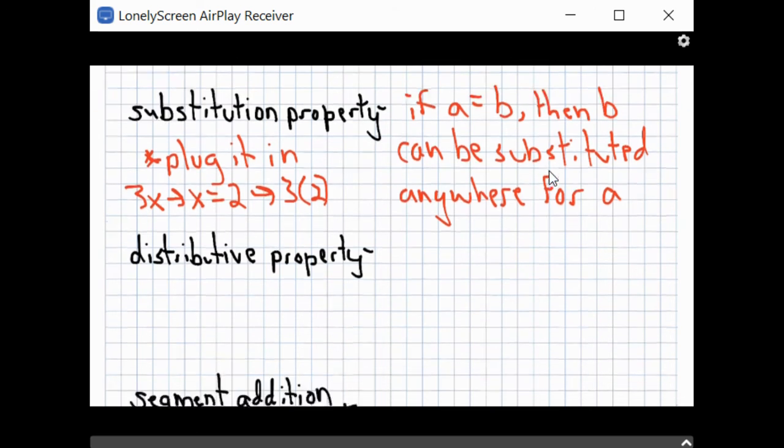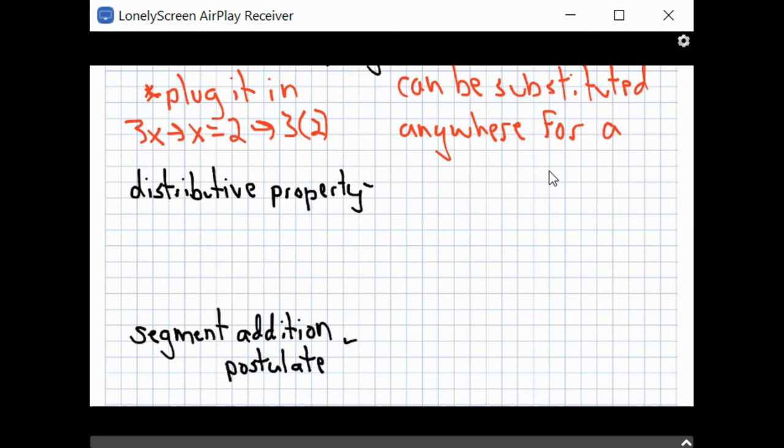And then finally, distributive property. This is simply where if A times B plus C, then it's the same as multiplying that through to AB plus AC. So whenever you're solving a problem and you distribute through parentheses, you just call it the distributive property of equality.